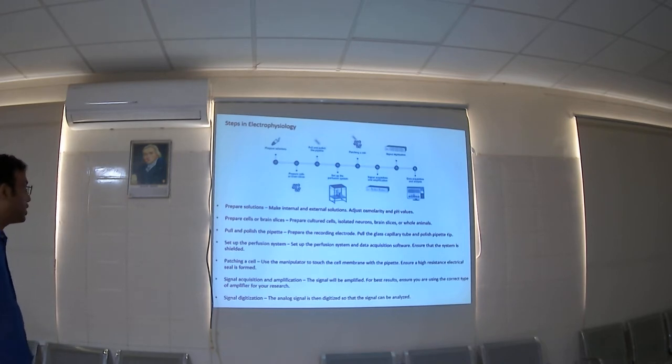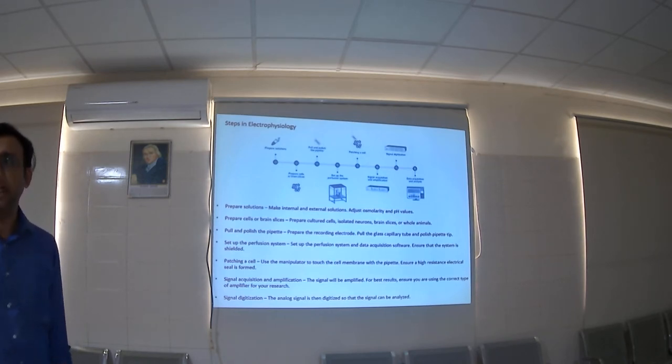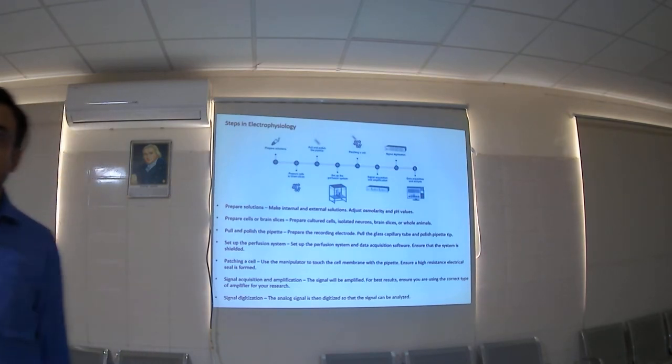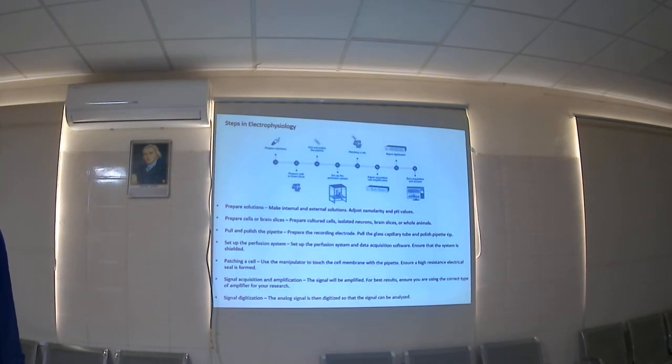So use the manipulator to touch the cell membrane with a pipette. Then a high resistance electrical seal is formed, the high giga ohm that we were talking about. And then the signals are amplified for the best result, and ensure you are using the correct type of amplifier for your research. The signal recorded from the cells is amplified, then the analog signal is digitized and the signal can be analyzed. Analysis is another part where commercially available software can be used, or people also use MATLAB software. This is a software step where the amplified signals are interpreted or inferred.